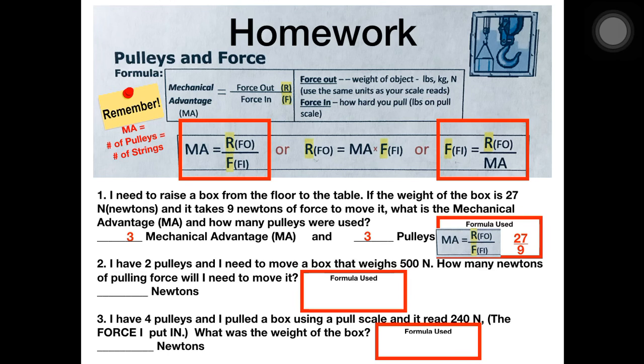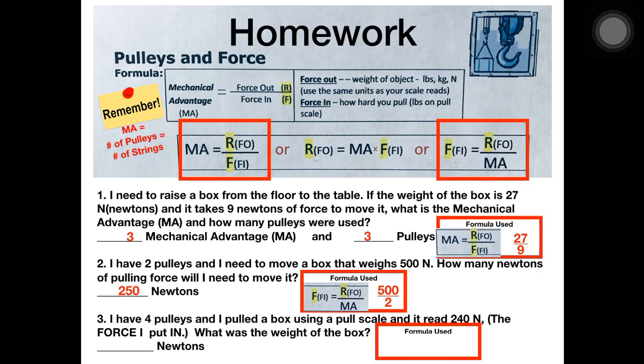We also can see that the question for this number 2 reads, how many newtons of pulling force will I need to move it? That would be your force in. So we will use the formula force in equals force out over mechanical advantage. We know that the R, force out, is 500. Mechanical advantage is 2. 500 divided by 2 gives us a force in of 250 newtons. It would take 250 newtons of force to move this box.